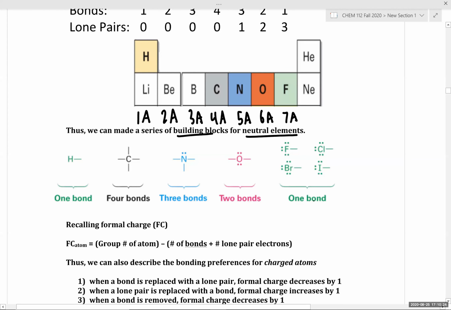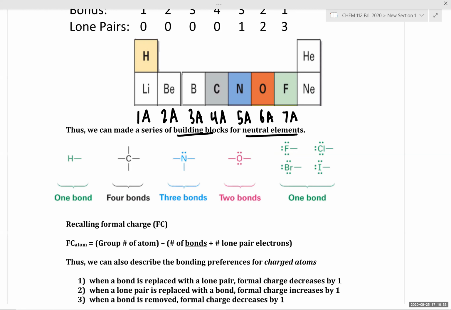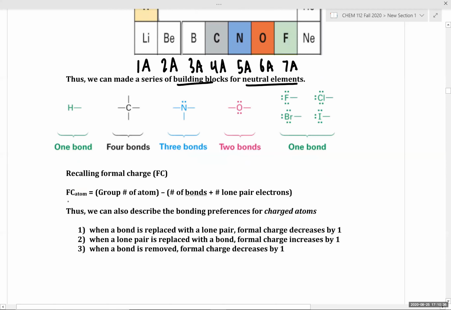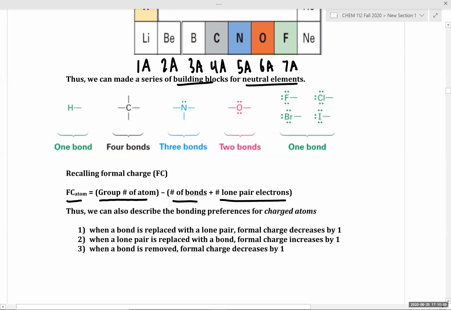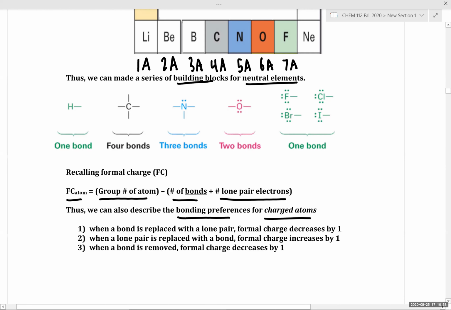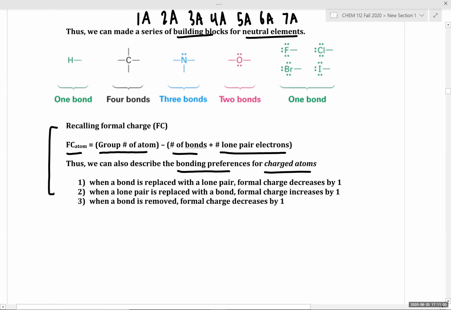Now that we have these neutral building blocks that describe bonding preferences for common elements, we also know that formal charge is the group number of our atom minus the number of bonds plus the number of lone pair electrons. With this, we can begin to describe the bonding preferences for charged atoms as well. Using our formal charge rules, we can come up with 3 conclusions, 3 shortcuts.